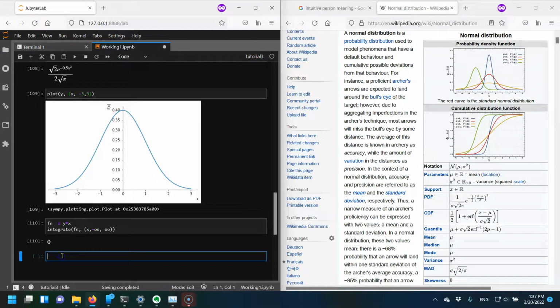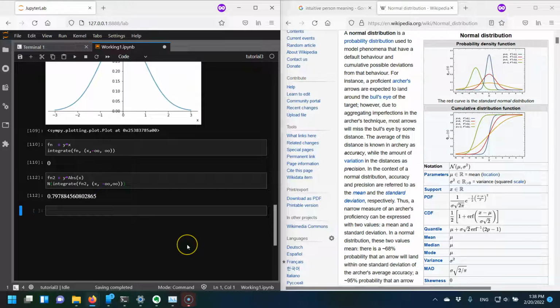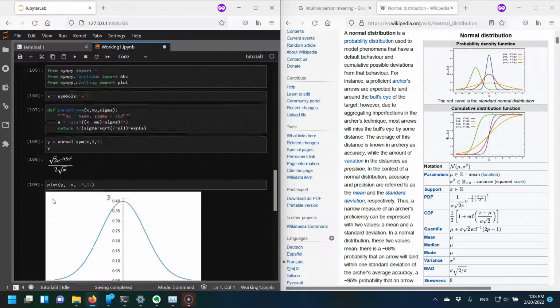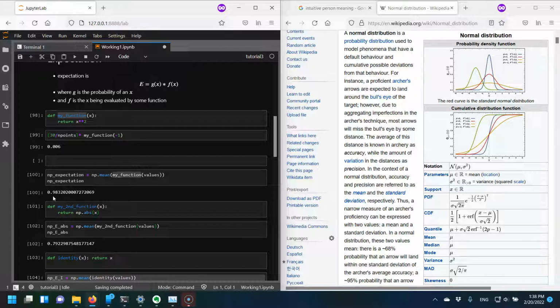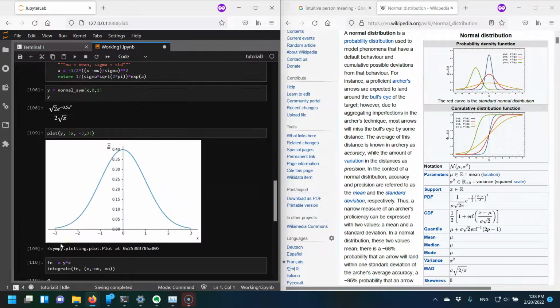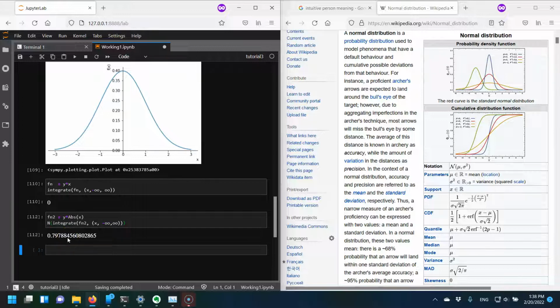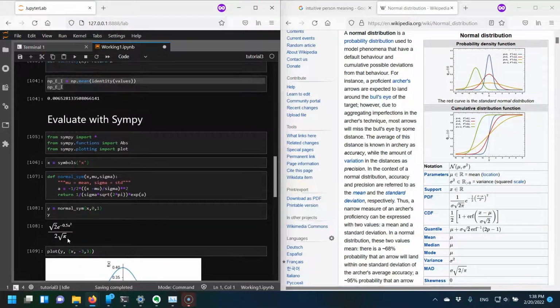Let's try our other functions. So we tried y times the absolute value of x. When I integrate that, let's see what we get. Okay, so I integrated it. I put this n in front of it, which just means numerically evaluate it. You can see we got 0.79. If we look back at the values we got for this NumPy version, we got 0.792. So that would seem to indicate that it aligns pretty well.